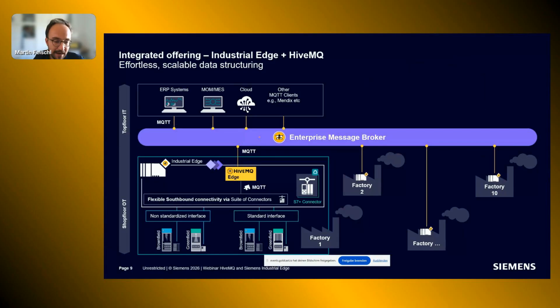And if we come back to our previous architecture, instead of the Industrial Information Hub, you can run and use the HiveMQ Edge on the Industrial Edge level. And the big benefit of having HiveMQ Edge on Siemens Industrial Edge is that you can easily connect via MQTT to our suite of connectors, where you can also use, for example, an S7 Plus connector, which is only provided by Siemens.